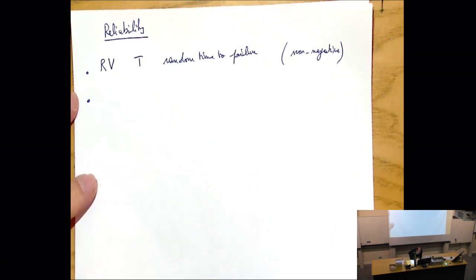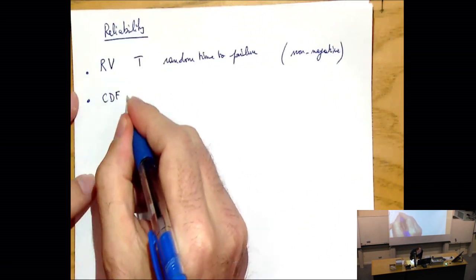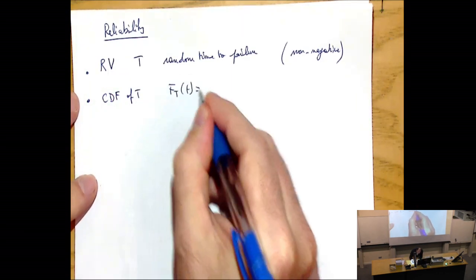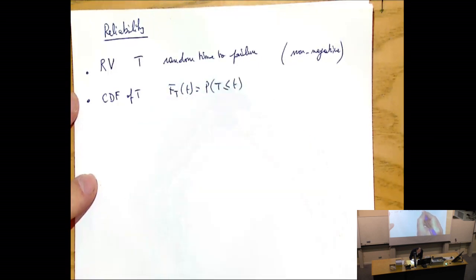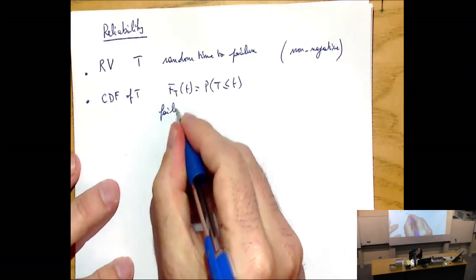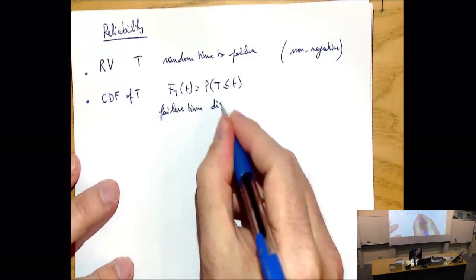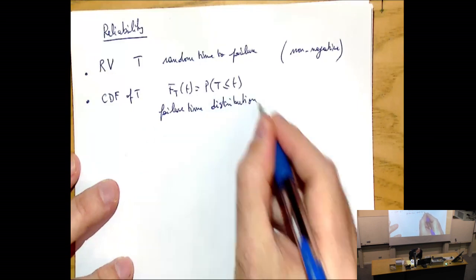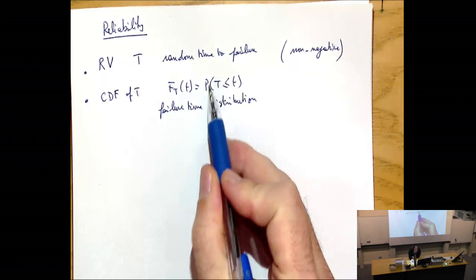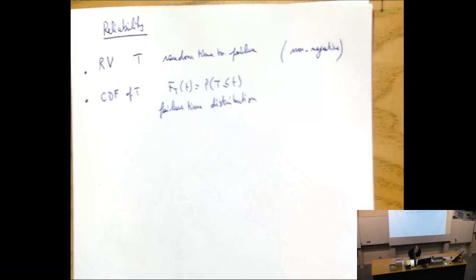And so if you look at the CDF of T, you can write F_T(t), which is the probability that T is smaller or equal to t. Right? This is called the failure time distribution. Again, another funny name, but it is actually nothing else than the CDF. So what that means is you're looking at maybe some components or some systems, and you're looking at the probability that the time that this component or the system has functioned properly is smaller or equal to t.